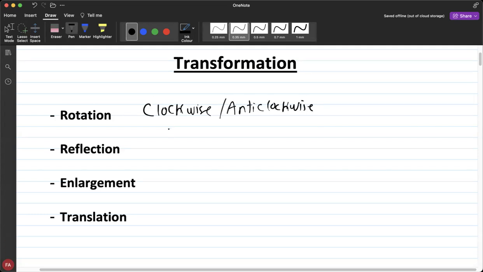In a similar way, the second important aspect to this is the angle of rotation that we have. So maybe we might have something which is 90 degrees, maybe something as 45 degrees, could be even 110 degrees as well. And similarly, we might have something which is 180 degrees.